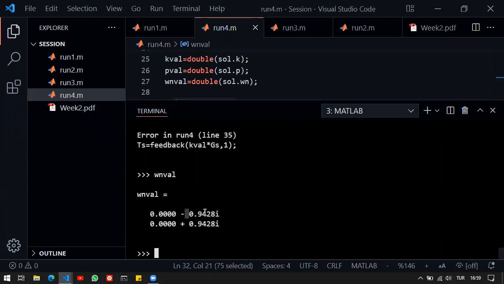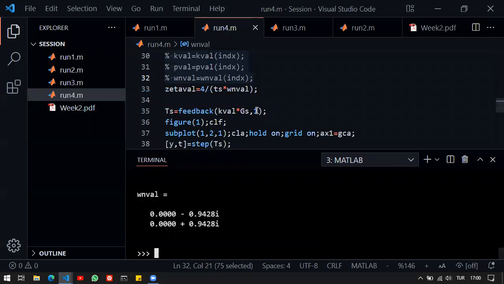You can see that there are complex conjugate values, and it is equal to 0.9428. So, what does this mean? By definition, omega n and zeta should be real values and positive real values. What happens if I suddenly end up with an imaginary number or complex value?